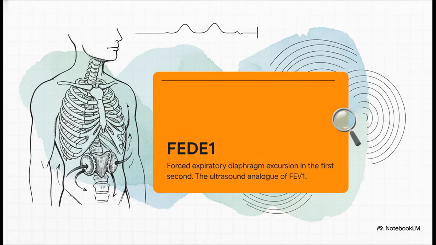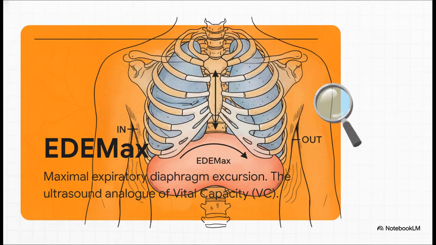So from that M-mode tracing, we get our first measurement. It's called FDE1. That stands for Forced Expiratory Diaphragmatic Excursion in the first second. And this is our direct ultrasound equivalent of FEV1. All it is, is the vertical distance, measured in centimeters, that the diaphragm moves upward in that very first second of a hard, fast exhale. And our second measurement is EDmax, or Maximum Expiratory Diaphragmatic Excursion.